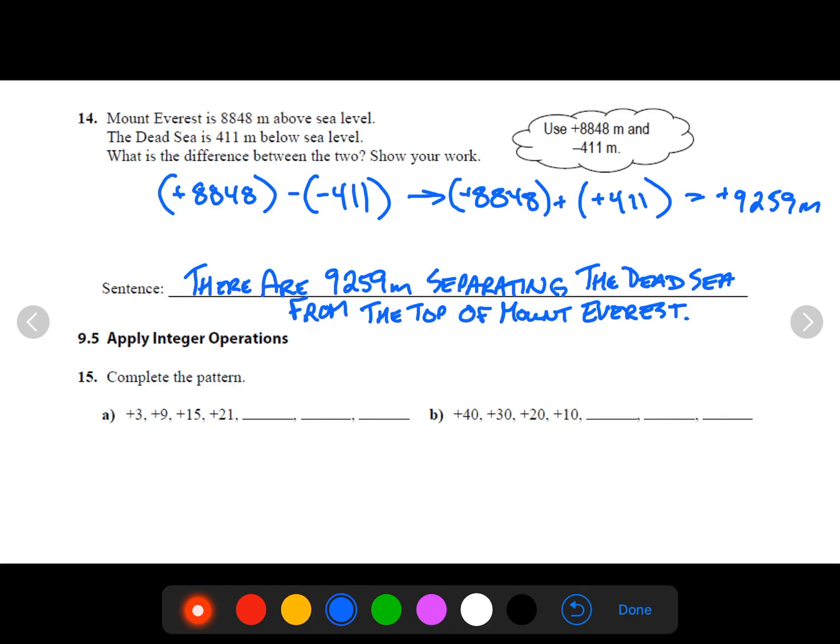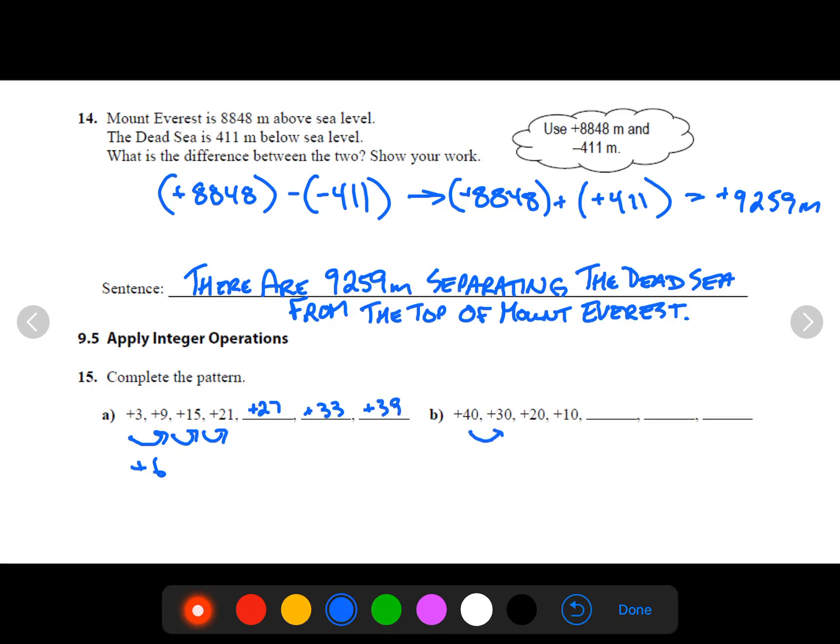All right, section 9.5, applying integer operations. Question 15, complete the pattern. 3 plus 9 plus 15 plus 21. Okay, so it looks like in this direction we are adding 6 each time. So that means to go from 21, we're going to go to plus 27, plus 33, plus 39.